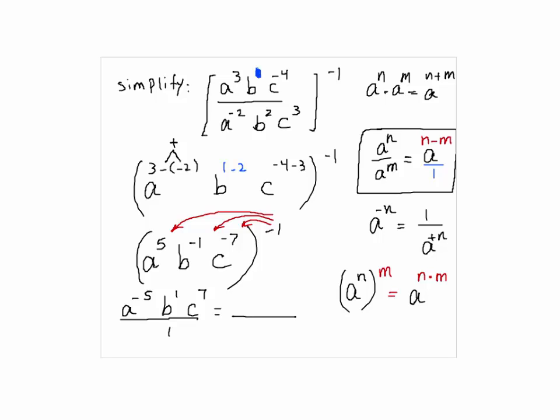So I need to make all of these a positive exponent. So a to the power of negative 5 becomes a to the power of positive 5 if I bring it down to the bottom of the fraction, and b and c to the power of 7, you can leave alone, both have a positive exponent. So this is how you simplify that. Can I see a check mark next to your name if you all can follow this?